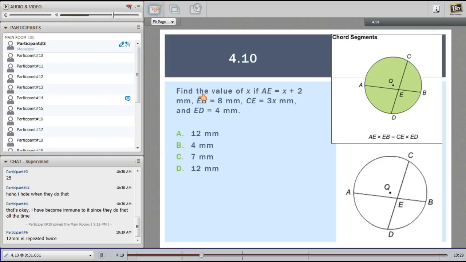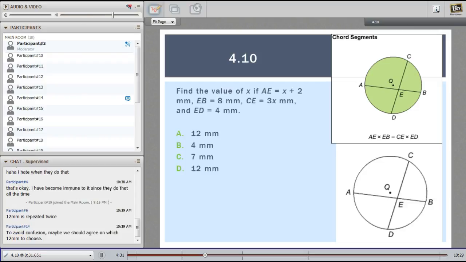Okay, so it says find the value of x. In this case, we are looking for x. If AE is x plus 2, I always think it's helpful to put this on the picture. So this is x plus 2, EB is 8, CE is 3x, and ED is 4. According to this equation, we would take x plus 2 times 8. That would be the two sections that chord AB is divided into.